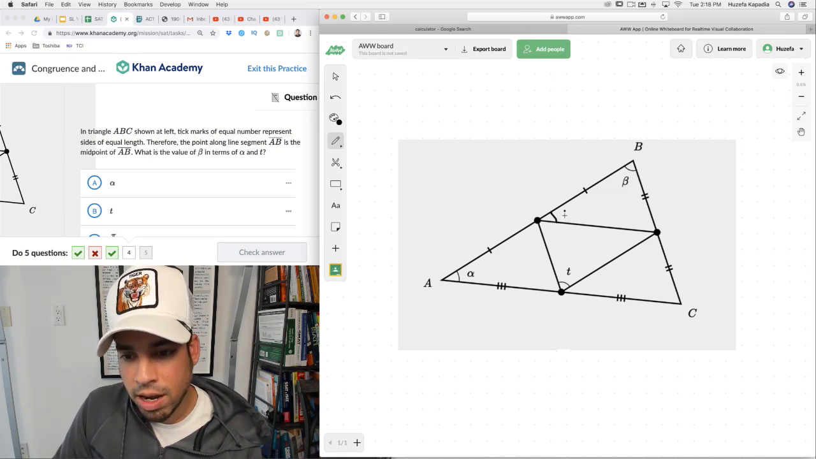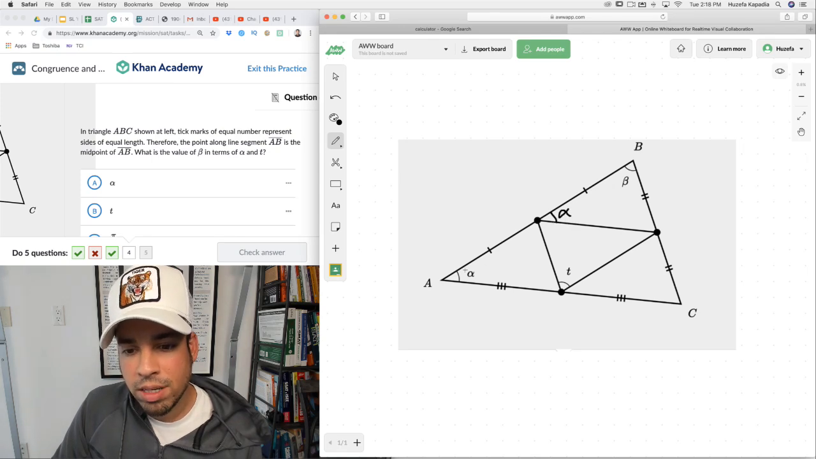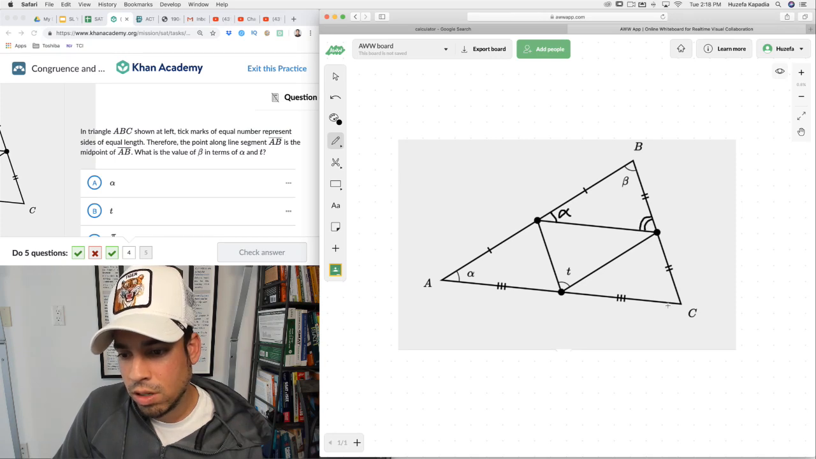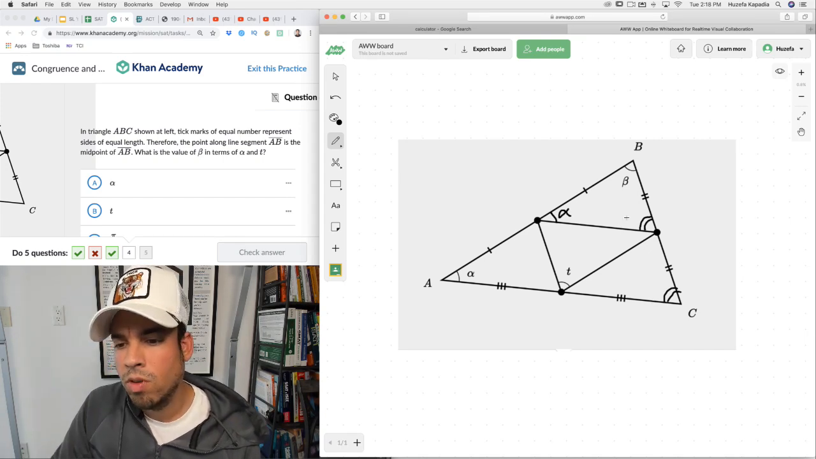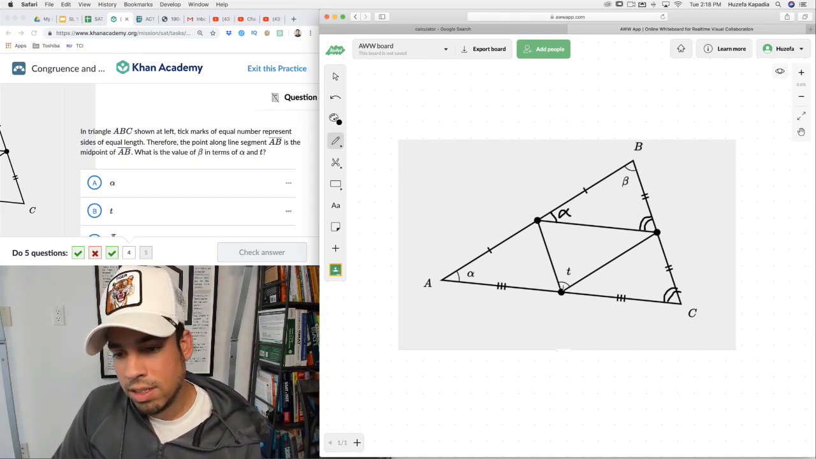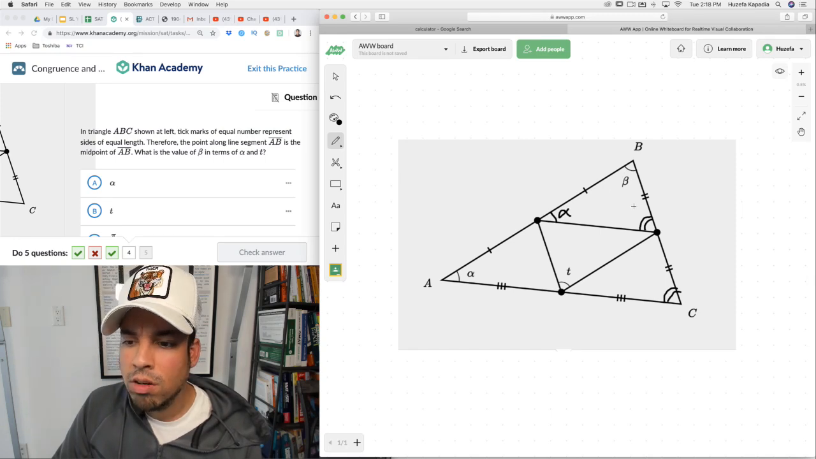This is also alpha, okay? Because these are now corresponding angles, and then this angle is equal to this angle, all right? So we got similar triangles. And then now let's look at this guy. I think that this inner triangle, I believe, is congruent. I think these two triangles are congruent, but let's prove it.